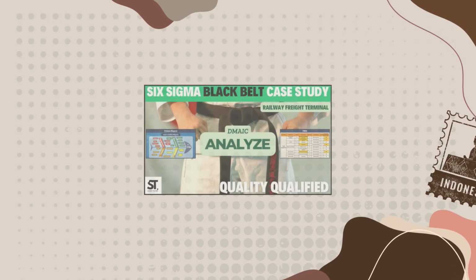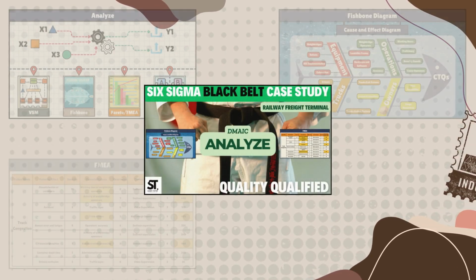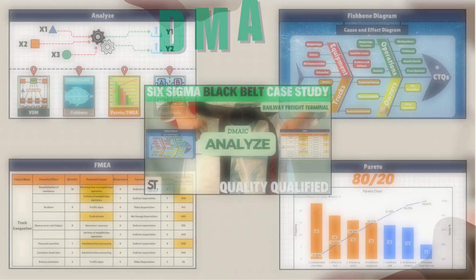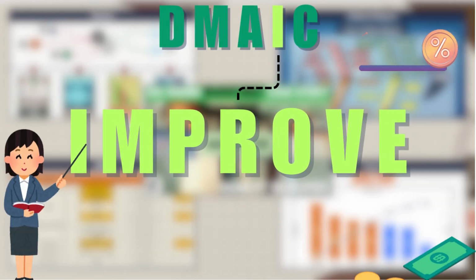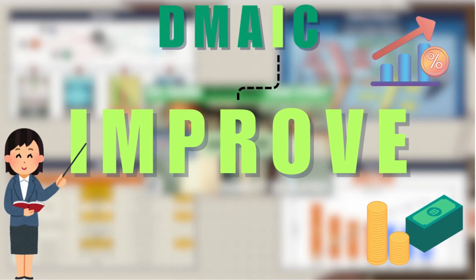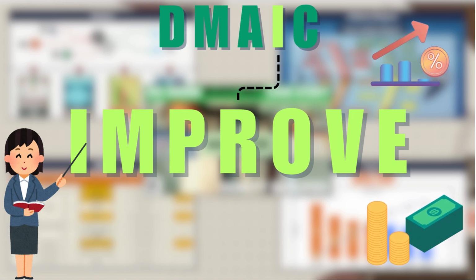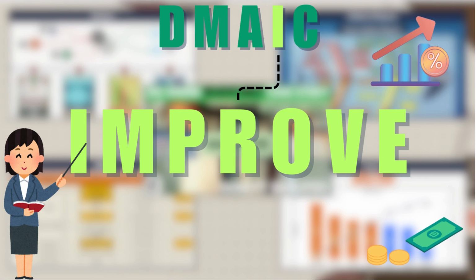In our last video, we completed the analyze phase where we identified the root causes affecting our process performance. Now, it's time to move forward with the improve phase. By the end of this phase, we will identify the best solutions to improve our process and move towards a Six Sigma level performance. So without further ado, let's begin.